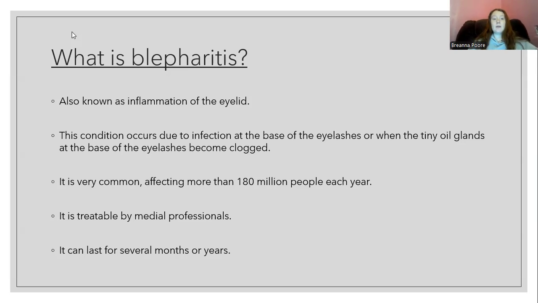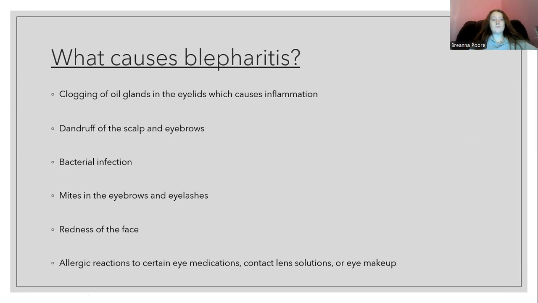What is blepharitis, you may ask? It is inflammation of the eyelid. It occurs due to infection at the base of the eyelashes, where the tiny oil glands at the base of the eyelashes become clogged. That can happen by not washing your face, oils and stuff, like your face develops natural oils. It can clog it, makeup. It's very common and it affects more than 180 million people per year. It is treatable by medical professionals and it can last for several months or years.